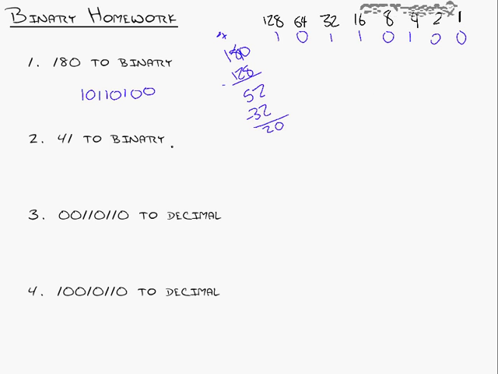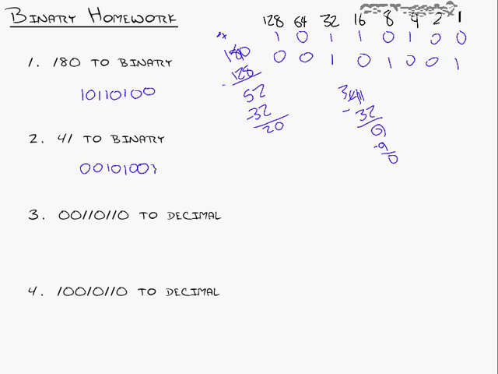Second one, 41 into binary. So I'll just keep these up here and work below. 41, I'll say 0, 0, 1. That's where our first subtraction can come in. 41 minus 32 is 9. So we have 9 left over. 0, 1, 0, 0, 1. Just 8 and a 1 will give us our 9. Subtract that out, we have 0. So the binary equivalent of 41 should be 00101001.